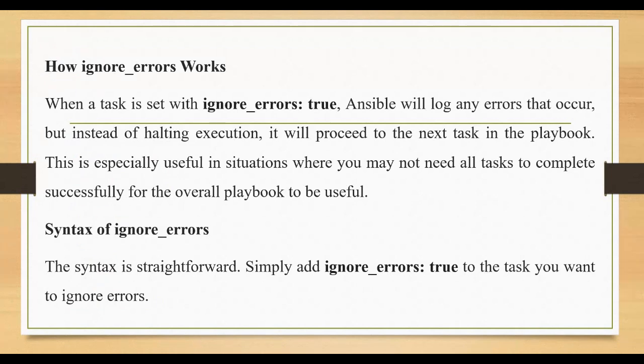So how it works: when a task is set with ignore_errors true, Ansible will log any error that occurs, but instead of halting the execution, it will proceed to the next task in the playbook. This is especially useful in situations where you may not need all tasks to complete successfully for the overall playbook to be usable. The syntax of ignore errors is straightforward. Simply add ignore_errors: true to the task whose errors you want to ignore.